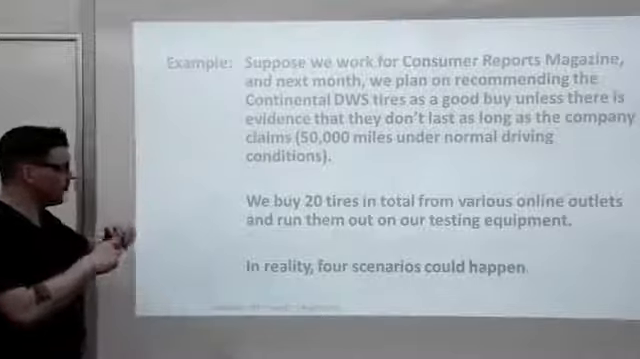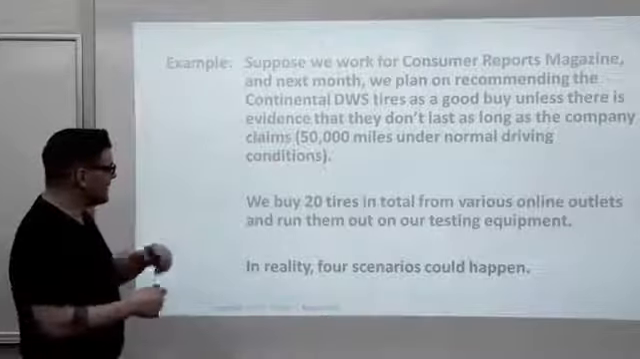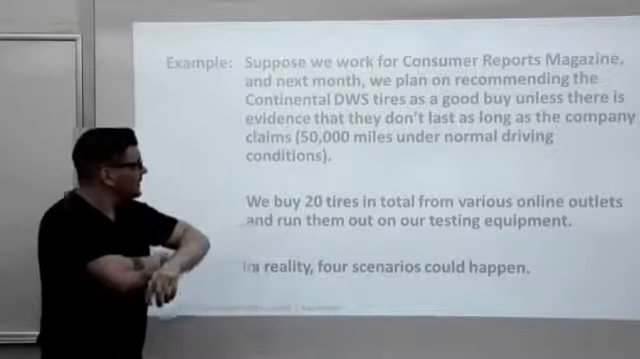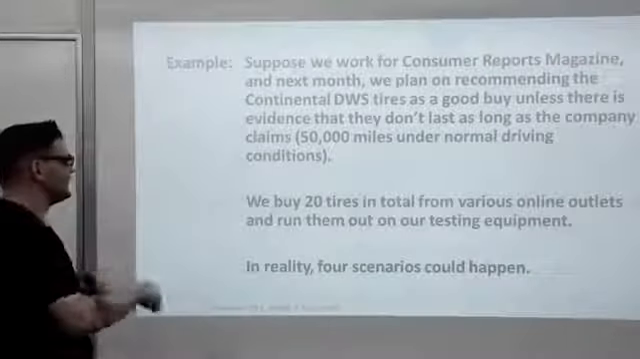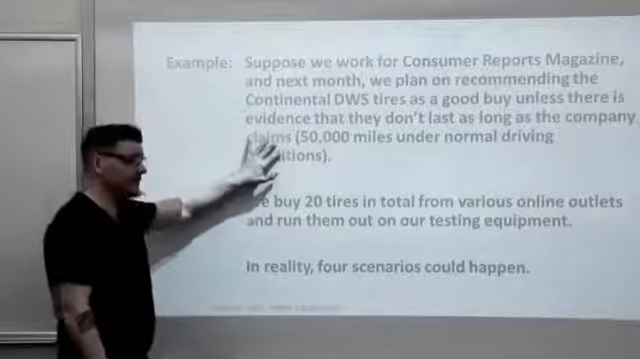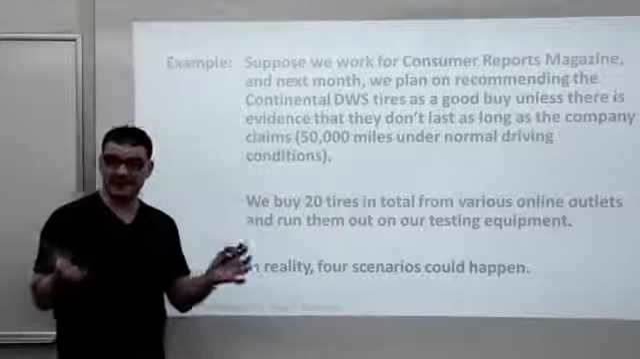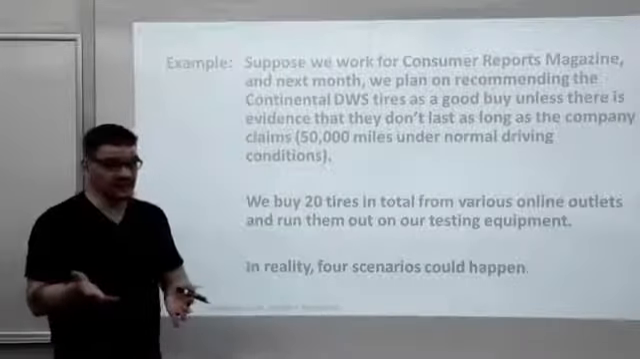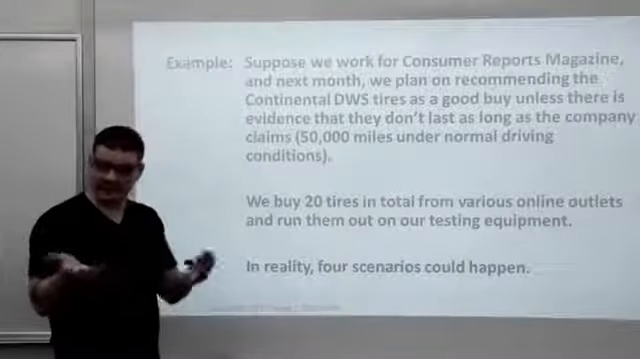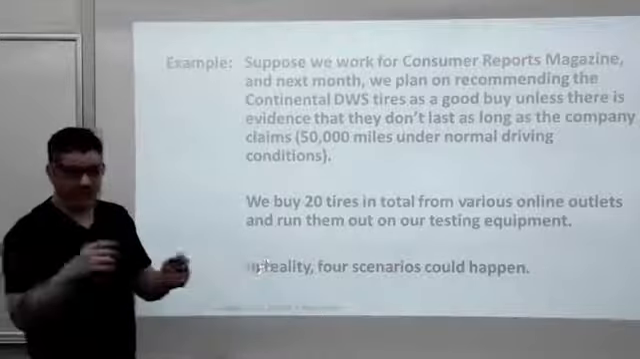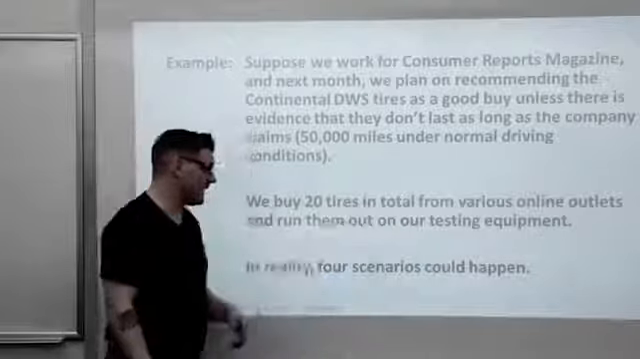Suppose we work for Consumer Reports magazine. And next month, the plan is we're going to recommend these Continental DWS tires, dry, wet, and snow. We're going to recommend them as a good buy unless there's compelling evidence, unless there's evidence that they don't last as long as the company claims. If you go on TireRack.com or wherever and you pull up these tires, you can see that there's a 50,000-mile warranty. And so I guess that would be the average tread. If you buy these tires, on average, we would expect them to last 50,000 miles before you would need to replace them. We're going to buy 20 tires in total from various online outlets.